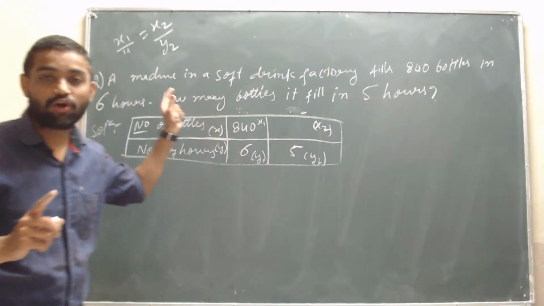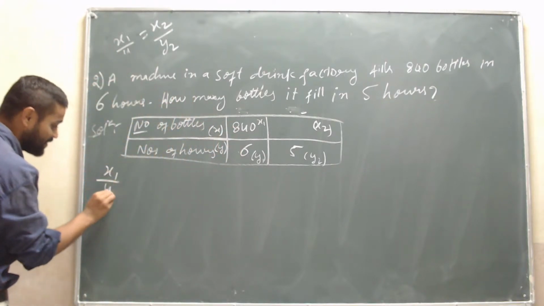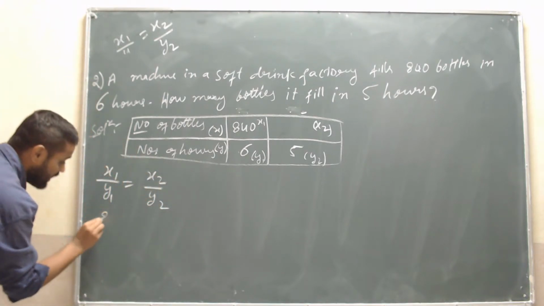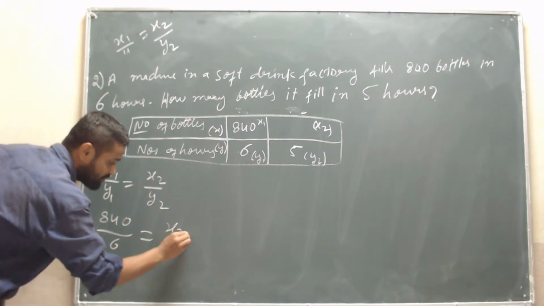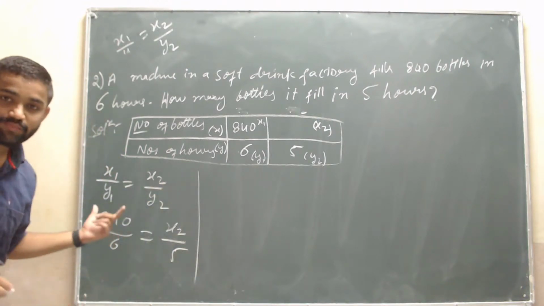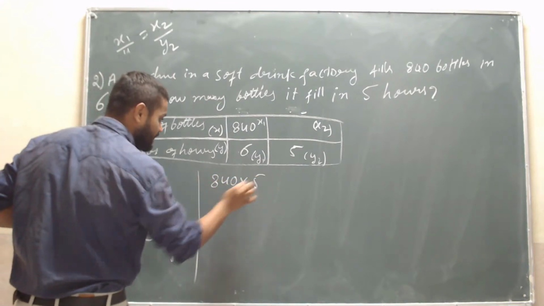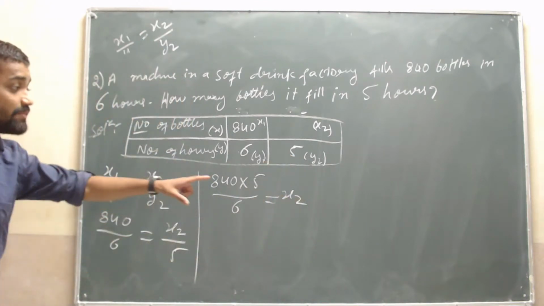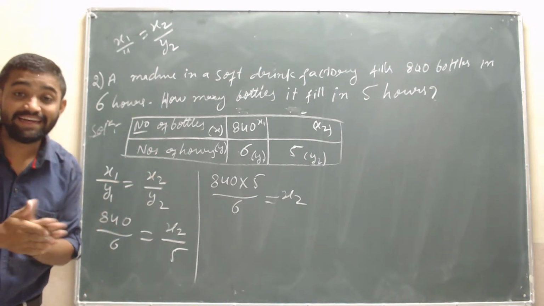That's why we have to apply the direct proportion formula, that is X1 by Y1 is equal to X2 by Y2, children. X1 is 840, Y1 is 6, is equal to X2, which we don't know, and Y2 is, children, 5. Now cross multiply, students. 840 into 5 divided by 6 is equal to X2. Now tell me the value of X2, students. That is how many bottles it will fill in 5 hours.